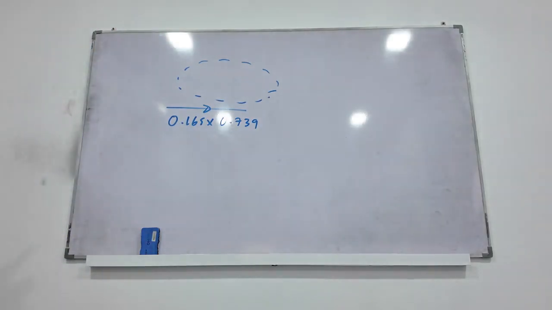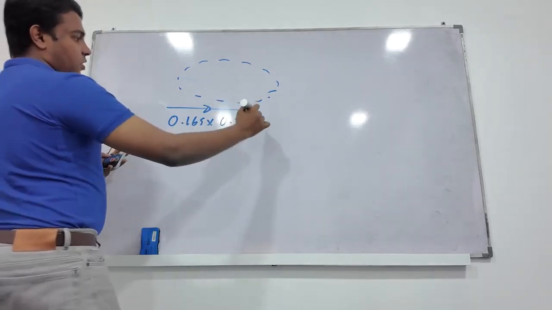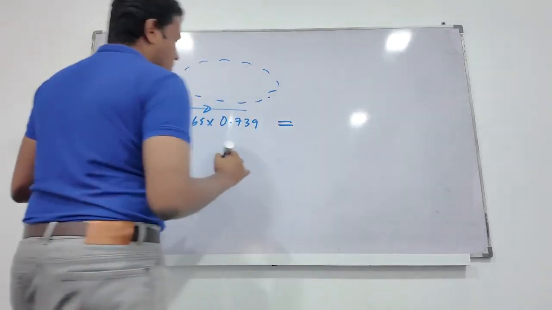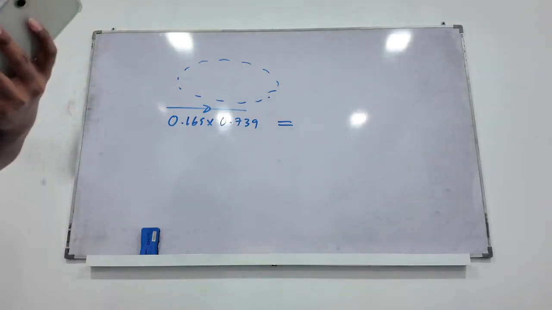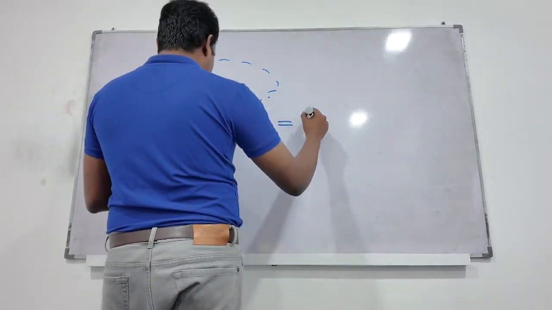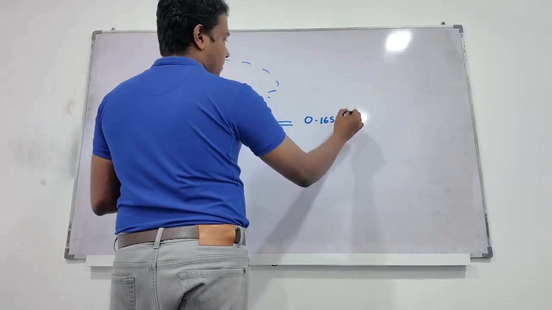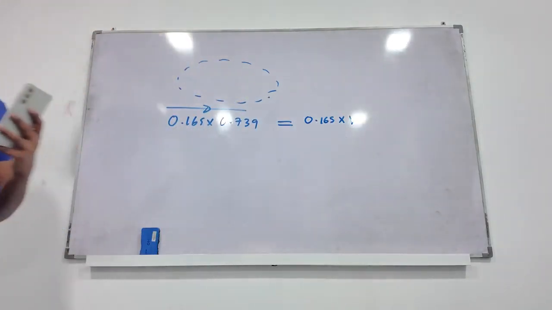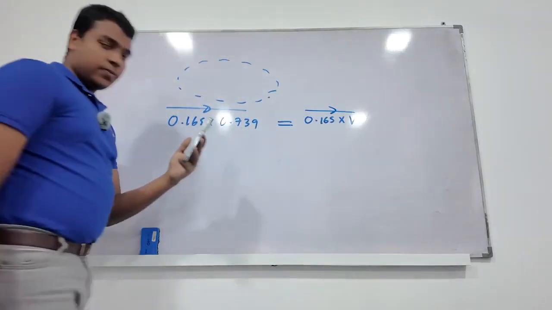Next, this is what we have. The momentum here is the momentum before collision, and this is equal to the momentum after collision. What is the momentum after collision? We see A moving with a velocity: 0.165 times V. We don't know the velocity yet. That is moving to the right, so it is automatically positive, since we are taking the right direction as positive.